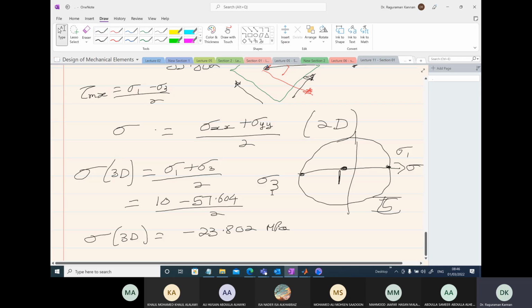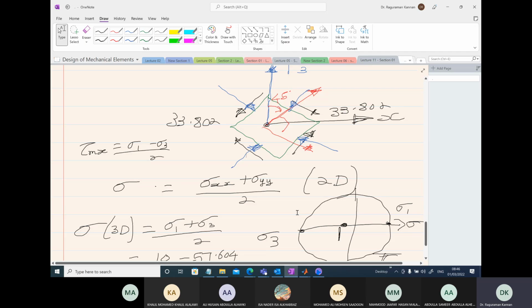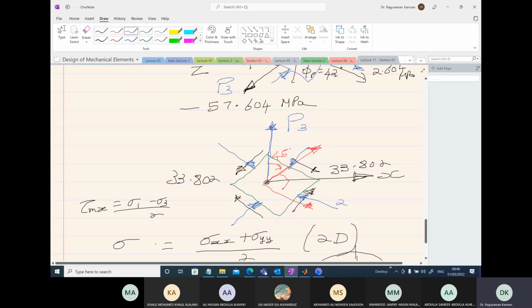megapascals. So when you draw the stress element in the maximum shear stress direction, you can represent the normal stresses as compressive stresses. We have the value minus 23.802. So since I have the arrow in the negative direction, I'm just going to write 23.802. So this is the complete stress element in the maximum shear stress direction.